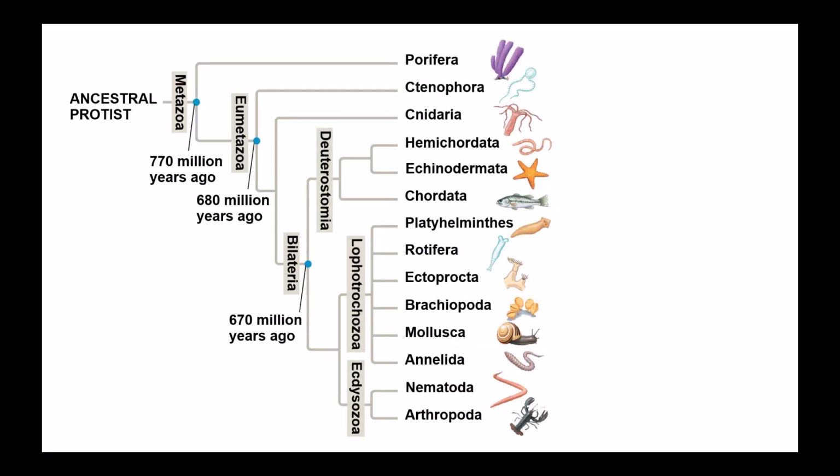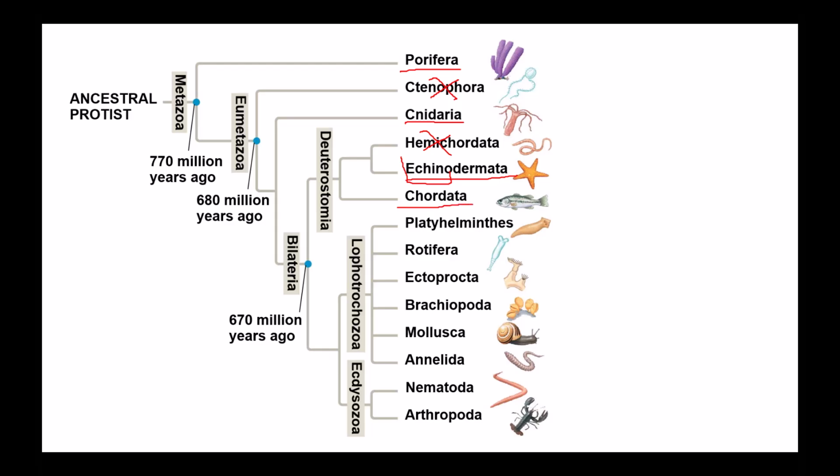So this tree has all of the different animal phyla on it. So the groups we are going to need to have memorized. We have porifera, which is the sponges. Don't worry about the ctenophores, but you will need to know cnidaria, which is jellyfish. Don't worry about hemichordata, but we will need to know echinodermata. They're named for their spiny skin, so echino is spiny, dermata is skin.